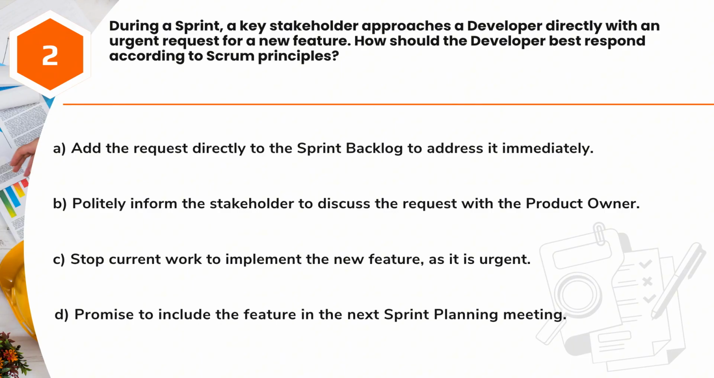B. Politely inform the stakeholder to discuss the request with the product owner. C. Stop current work to implement the new feature, as it is urgent. D. Promise to include the feature in the next sprint planning meeting.